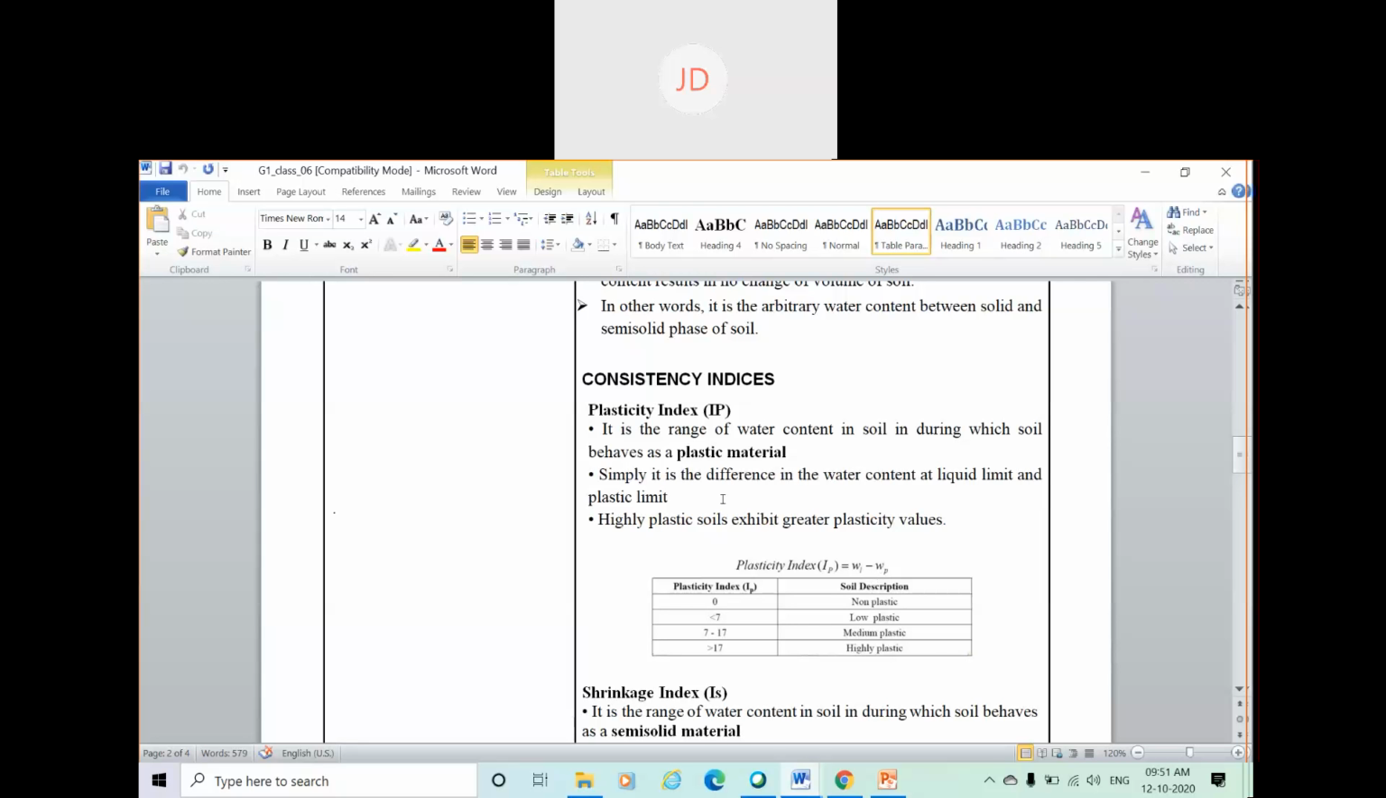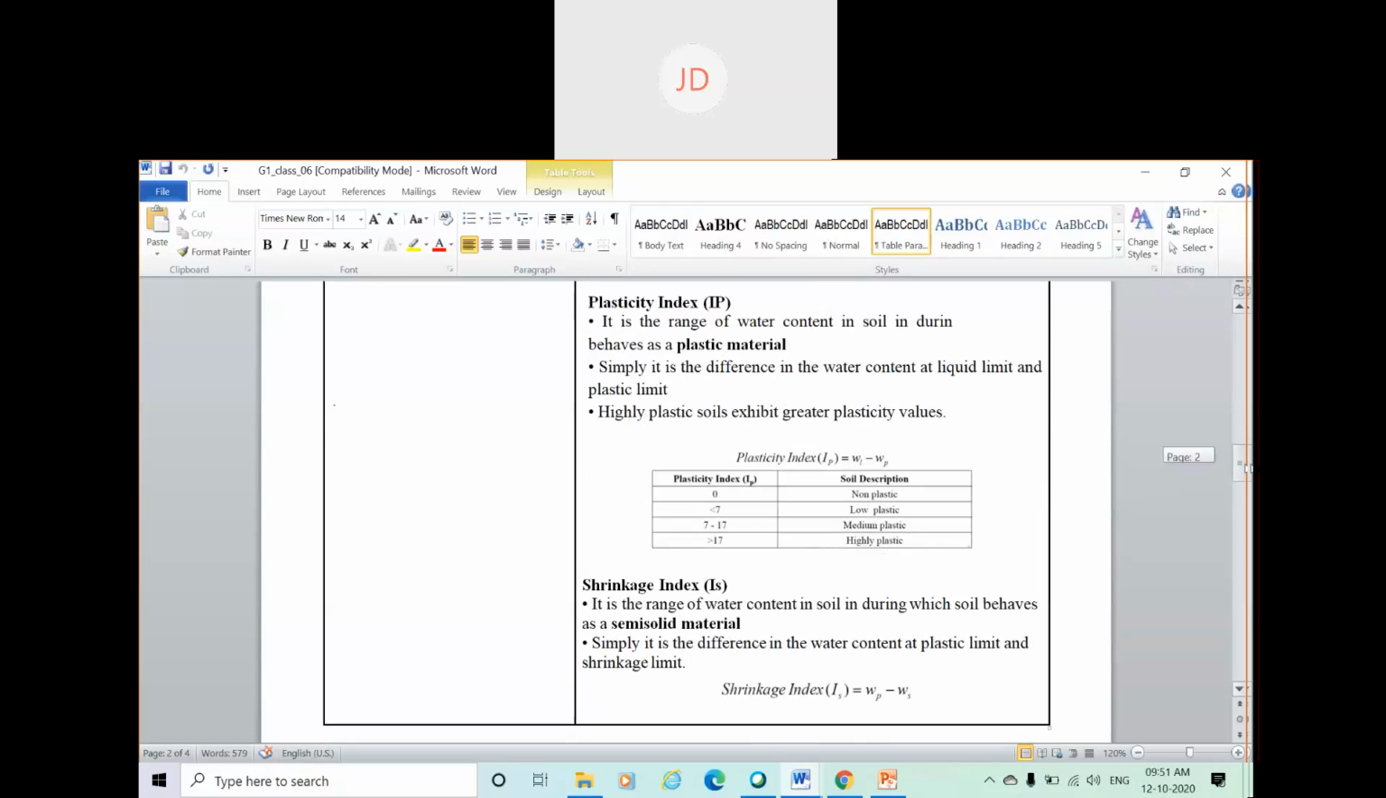Some important terms are given here. It is the range of the water content in soil during which the soil behaves as a plastic material. Simply, it is the difference between the water content at liquid limit and plastic limit. Highly plastic soil exhibits greater plasticity value. That means the greater the value of plasticity index, the more highly plastic the soil is.